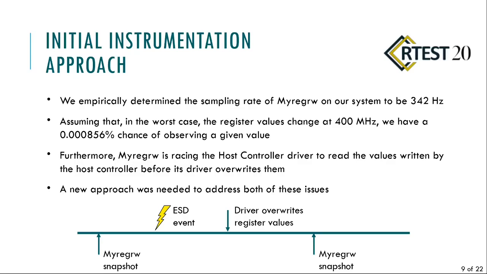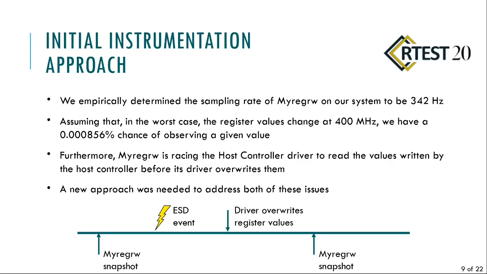Also, MyRegRW is racing the host controller driver to read values written by the host controller before the driver overwrites them. For example, MyRegRW might take a snapshot, an ESD event might occur, the driver runs, because it's triggered by an interrupt or something, and overwrites those register values that the host controller had written, and then MyRegRW takes a snapshot again, and misses this entire ESD event because we simply can't observe those register values at the right time.